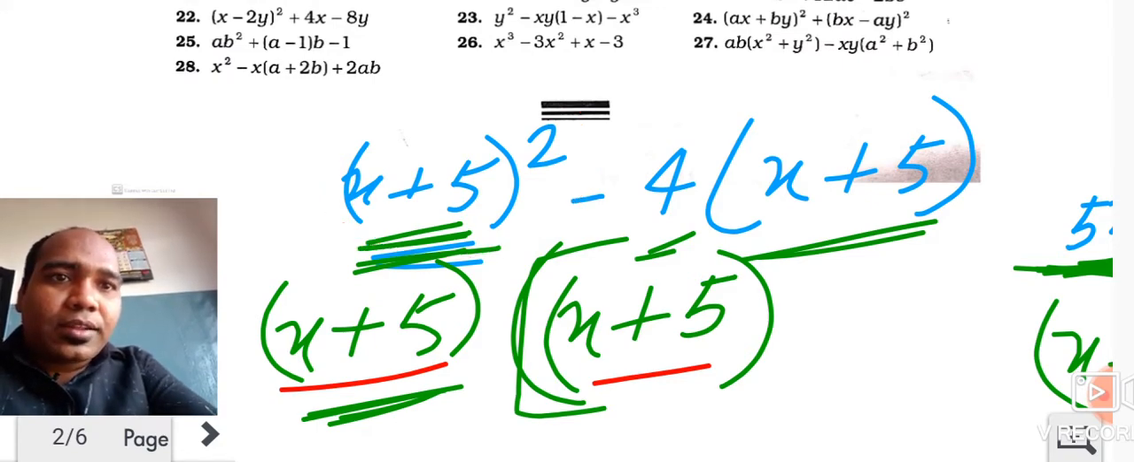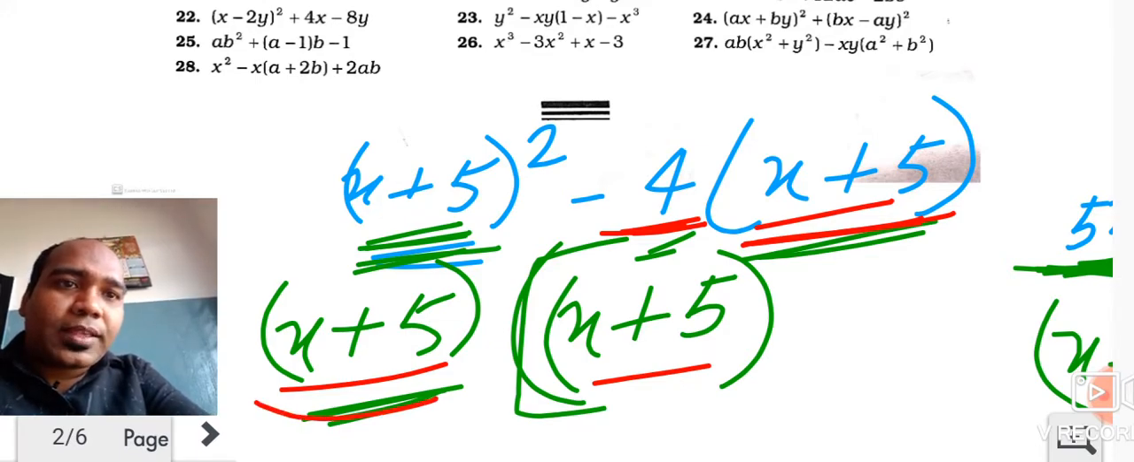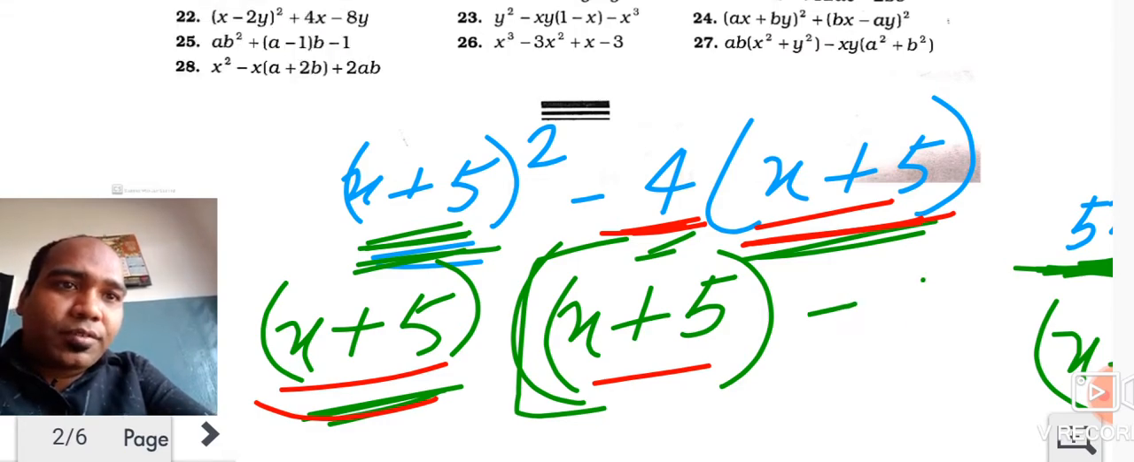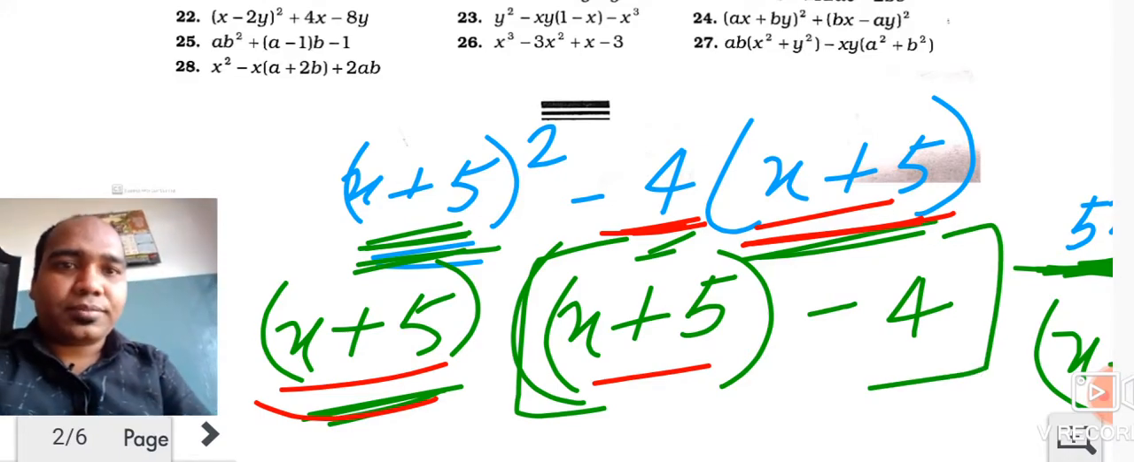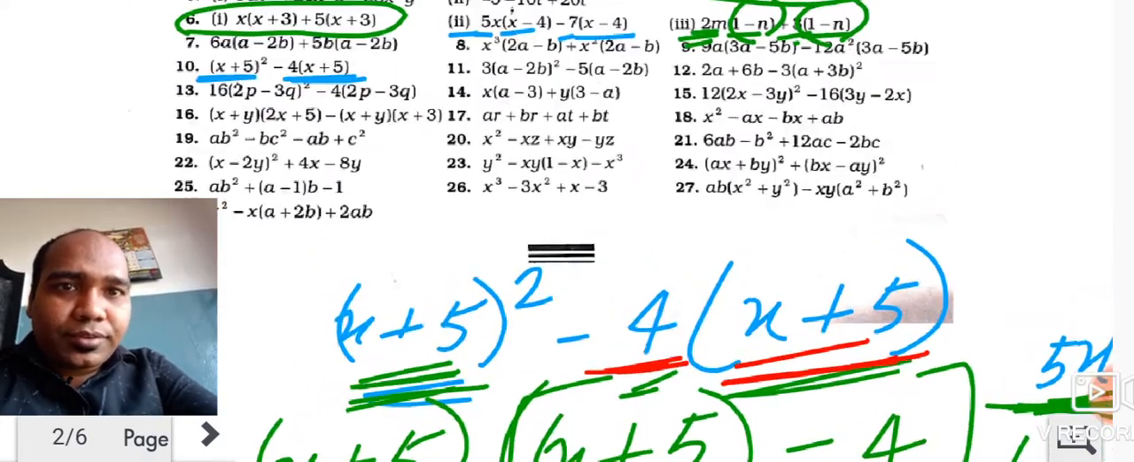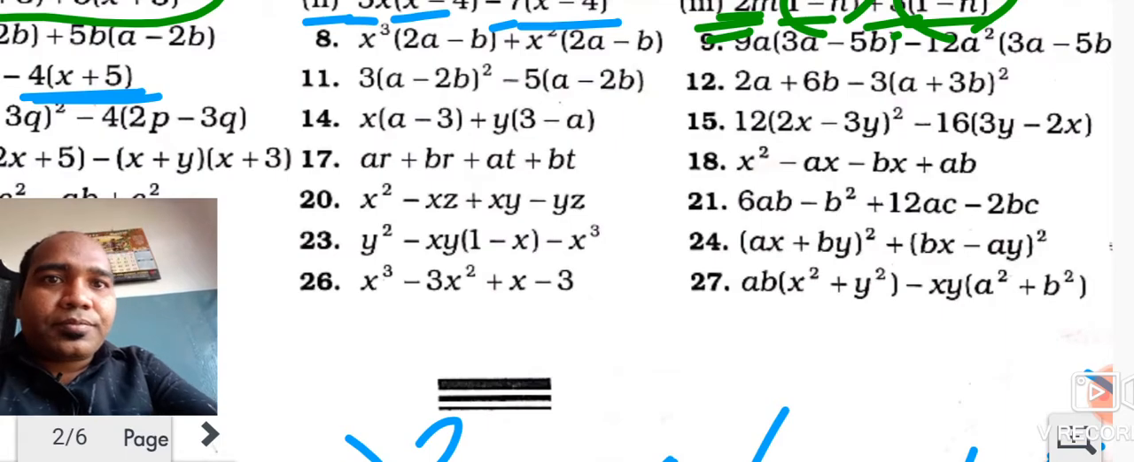Now here x plus 5 is being multiplied with what? Minus 4. So this x plus 5 is already taken outside the bracket. So what is left here? Only minus 4 is left. So minus 4 will be written here. Okay, so this is your factorization. Got it? Come to another part, another type of question.